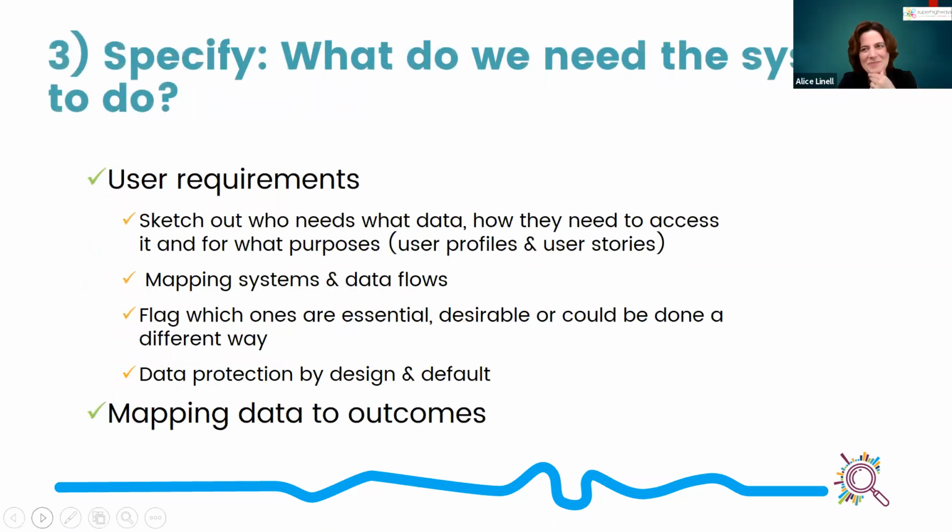So after you've got that planned out and put your project plan in place, the next big step is the specifying, and it's working out what you really need the system to do. So we put a big user requirements there at the top, but we've broken it down into 4 steps. User requirements are basically a process of sketching out who needs what in terms of data, how do they need to access it, and what are they using it for.